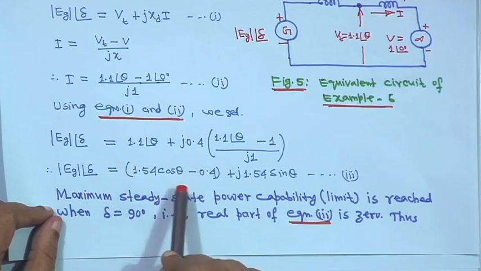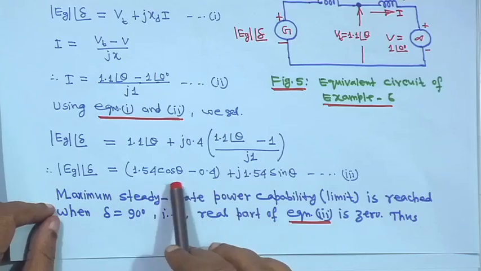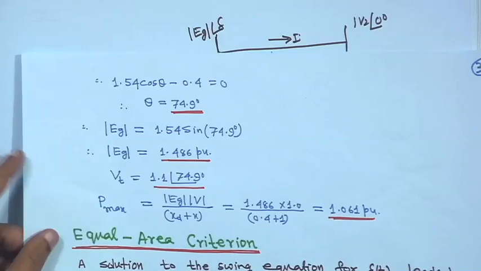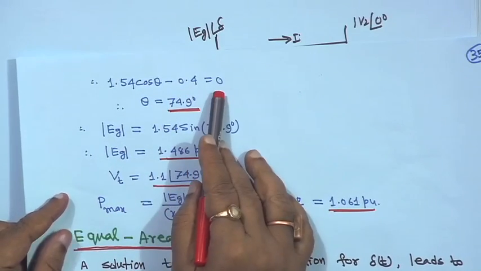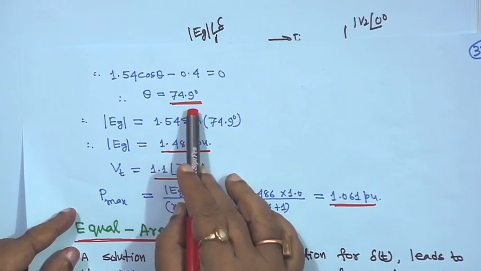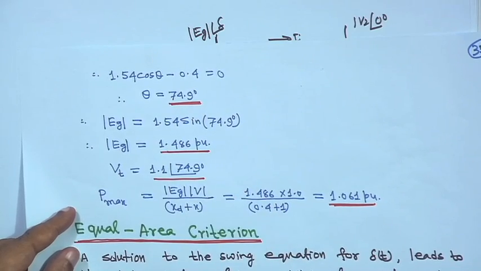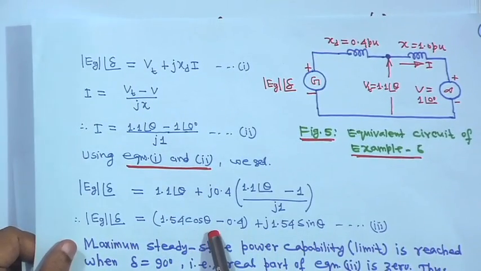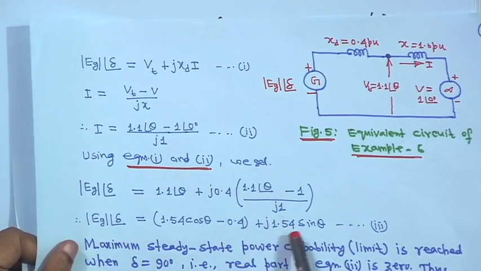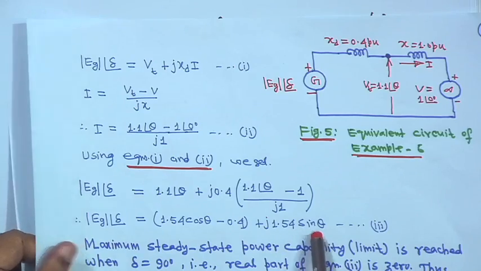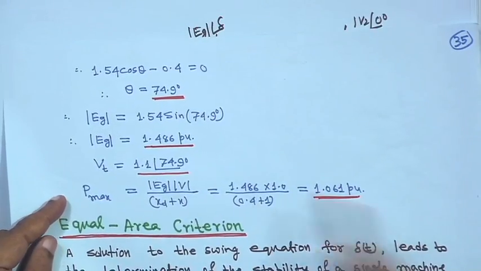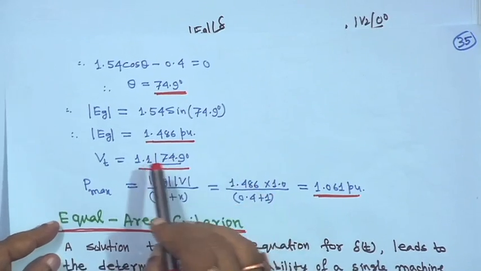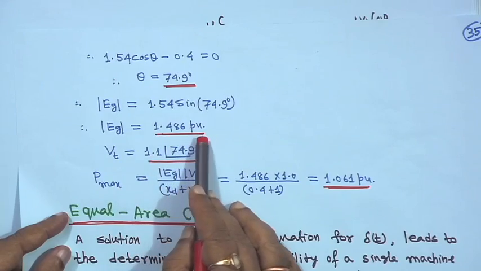So, if you put real part equal to 0, then you will get the theta value. That means 1.54 cos theta minus 0.4 is equal to 0. Therefore, you will get theta is equal to 74.9 degree. If this part is 0, then magnitude E g will become 1.54 sin theta. So, magnitude of E g is equal to 1.54 sin 74.9 degree. That means you will get magnitude 1.486 per unit.